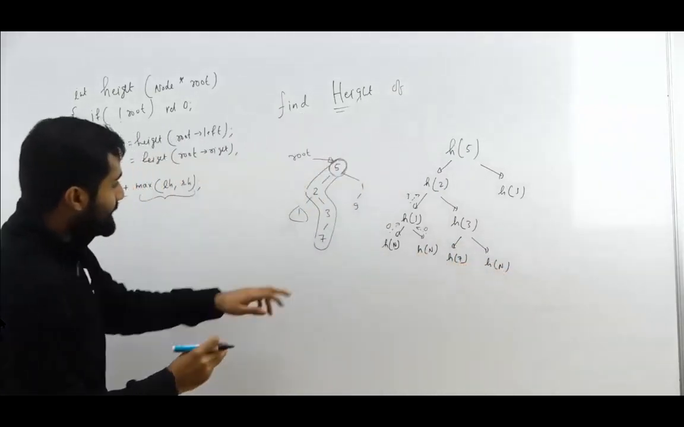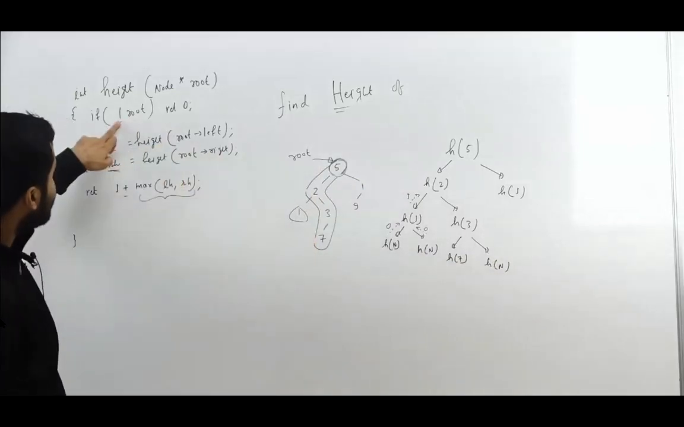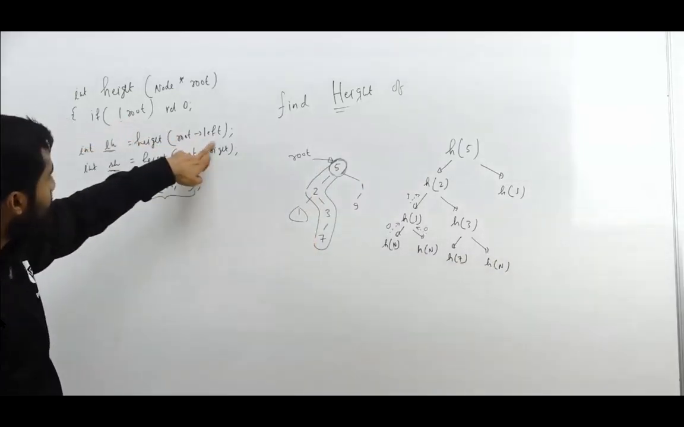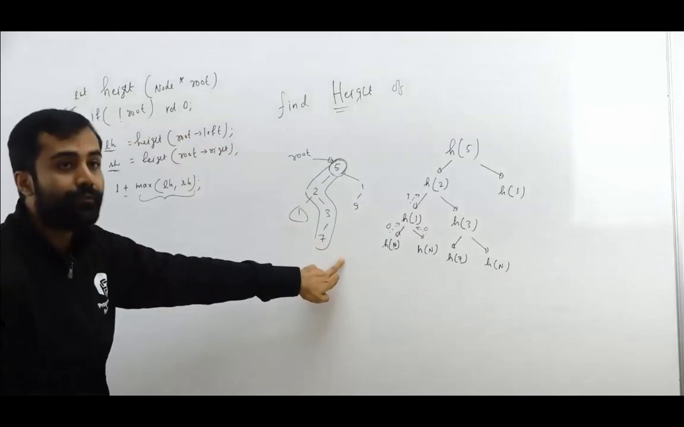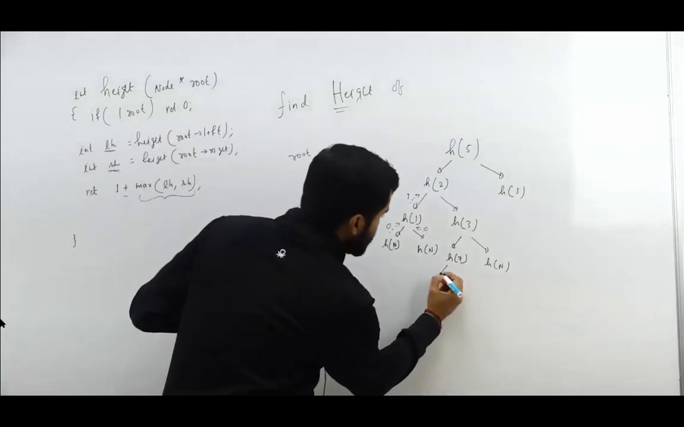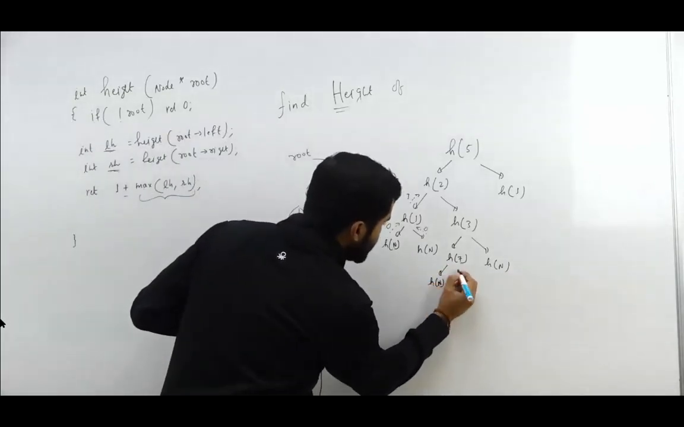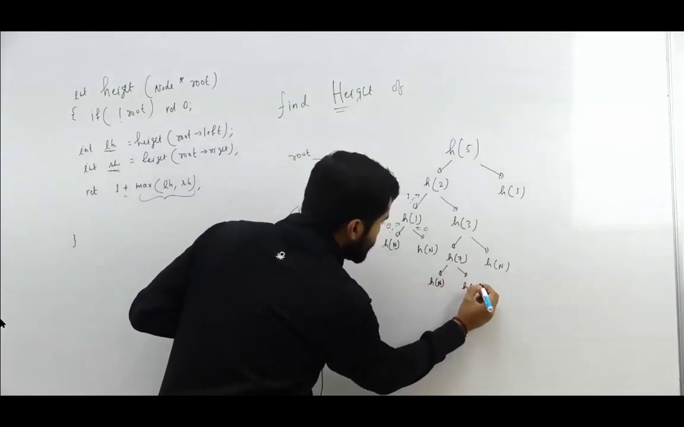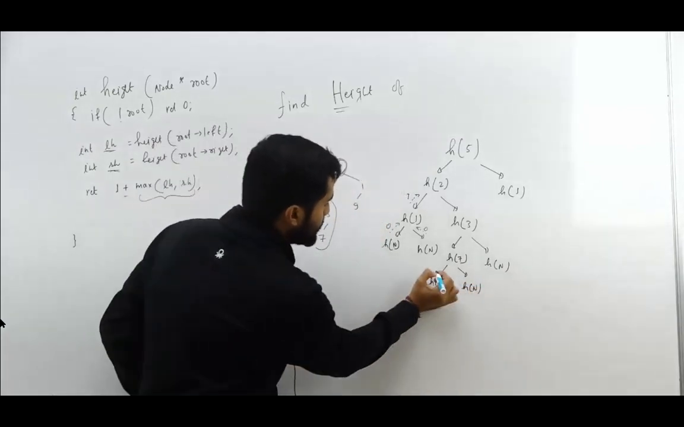Now you are at 7. So again at 7, you will call height for the left child of 7 and height for the right child of 7. The left child of 7 is null. The right child of 7 is also null. And from null, we return 0.